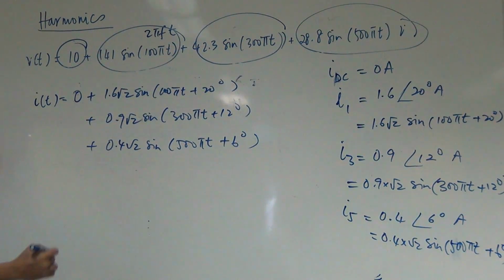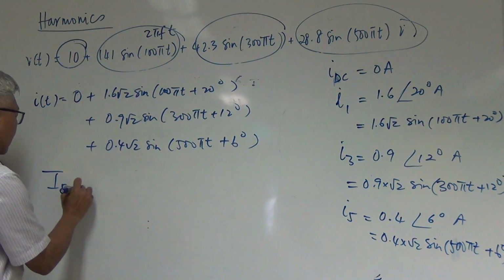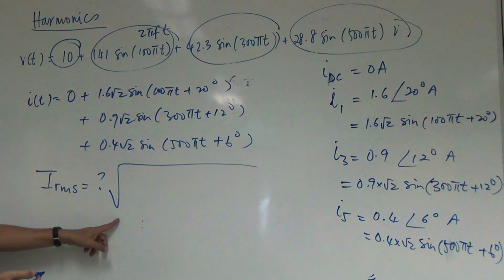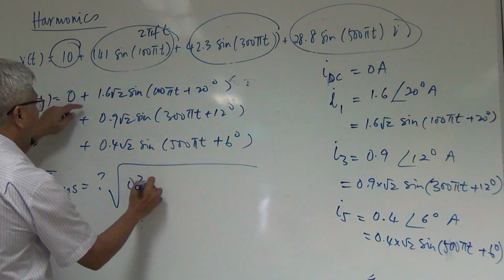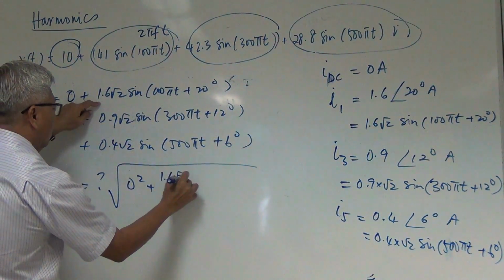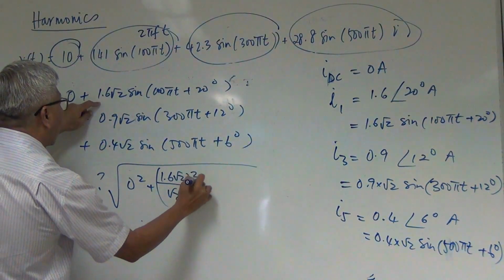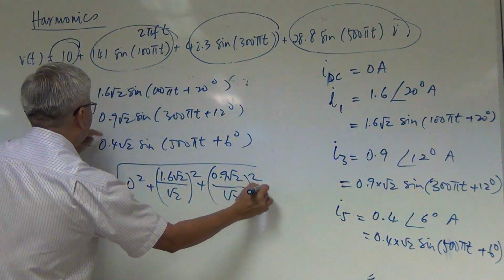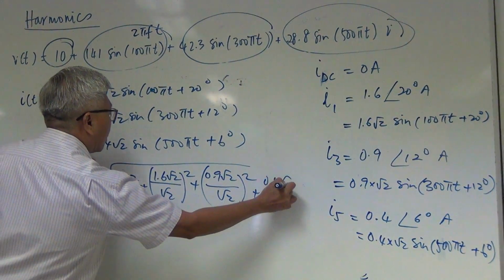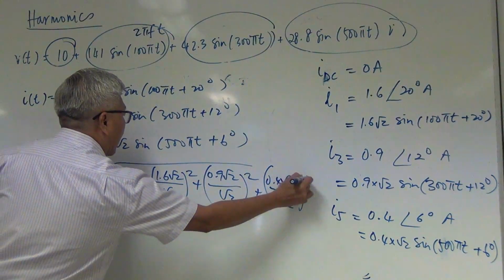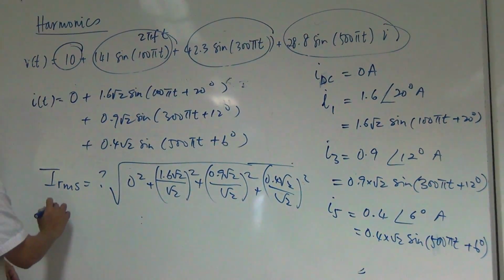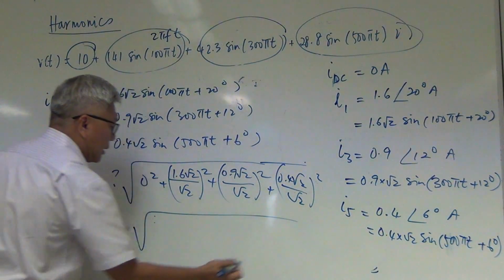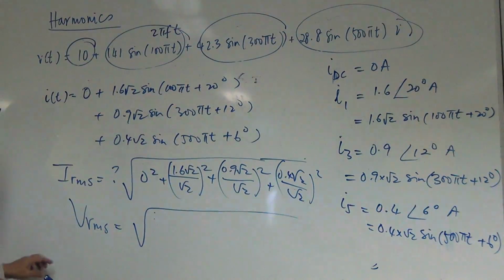Now once you have got this, if I ask you to find the IRMS, can you do it? Of course you can. Can you still remember the expression? That will be equal to the square root of 0 squared plus 1.6 square root 2 divided by square root 2 squared plus 0.9 square root 2 divided by square root 2 squared plus 0.4 square root 2 divided by square root 2 squared. If I ask you for the VRMS, can you do it? Yes, like what we did just now. Similar.